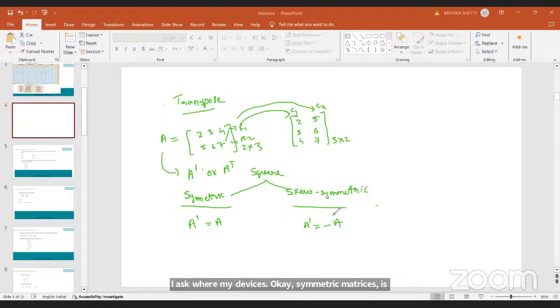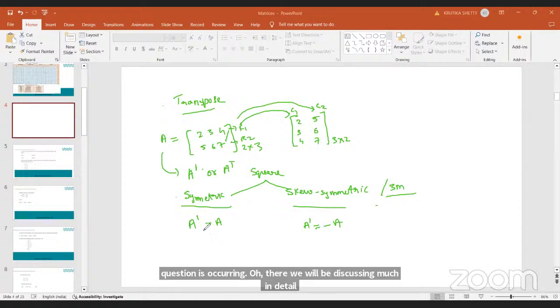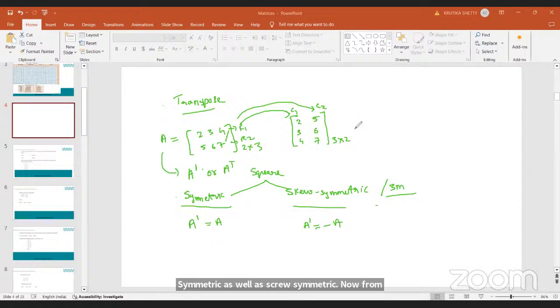So this completes the types of matrices. There is a chart over here, you can take a screenshot of this chart. I will be displaying the chart of all the matrices that we have covered along with examples. A 3 mark question occurs on symmetric and skew symmetric, where we will be discussing in much more detail. Now from the definition point of view, you need to remember A dash is equal to A and A dash is equal to minus A. This is the definition. Next.